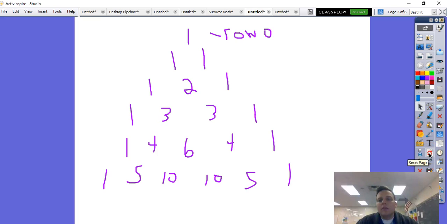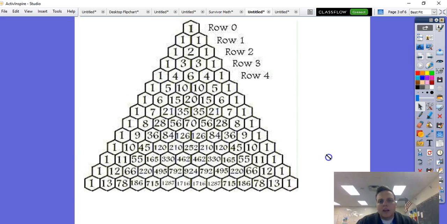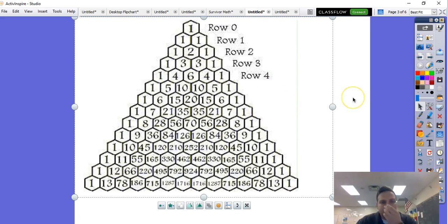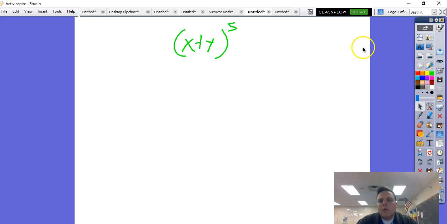Right before we use it to solve a problem, let me show you a nicer, prettier one that goes out to several rows. So there's a nice, prettier Pascal's triangle. Maybe you can even see how you get into the middle terms a little better and how you sum them up. Okay. So, let's go to this problem right here. x plus y to the 5th.